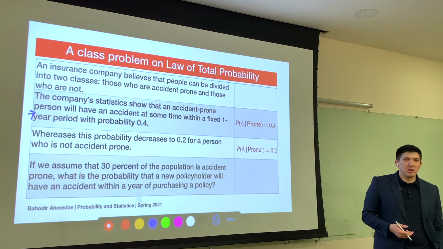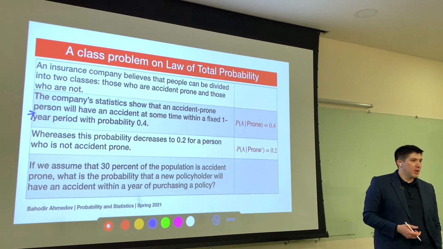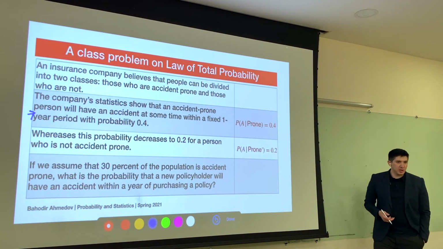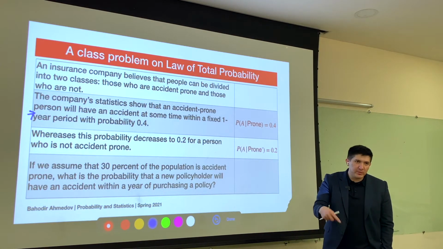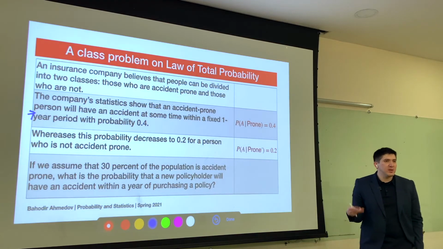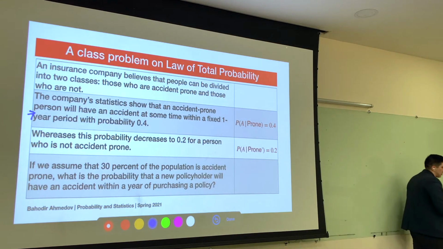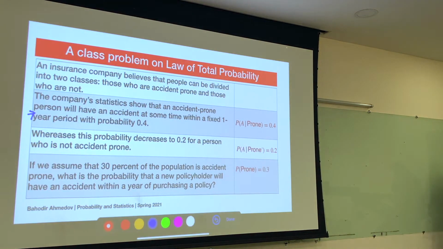30% of the population are accident prone. How can we write this down? P of prone is 30%, right? It means that if I choose any person from the society, the probability that he's going to be accident prone is 30%. So P of prone is 0.3, and consequently P of prone prime is 0.7.